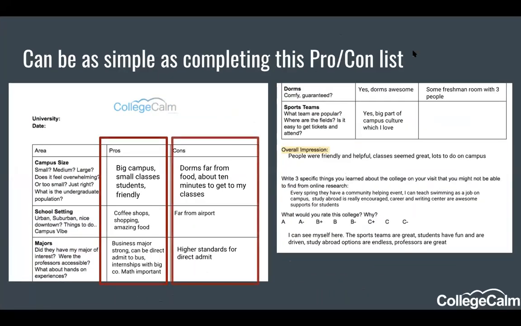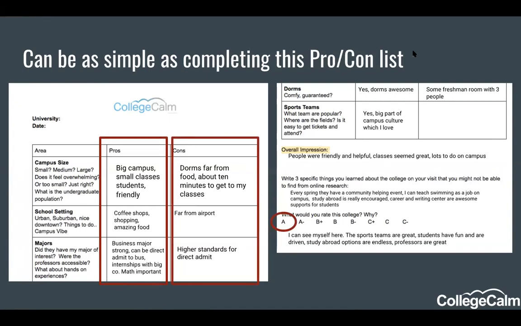Right, so this part can be as simple as completing this pro-con list. We're trying to figure out the best way to document stuff, and I think we play with this every year, trying to get students to actually do it, right? So if you look on this Google Doc, there's a section for pros, there's a section for cons, and we went with super easy things like campus size: small, medium, or large. Did it feel overwhelming or too small? Was it just right? What is the undergraduate population?